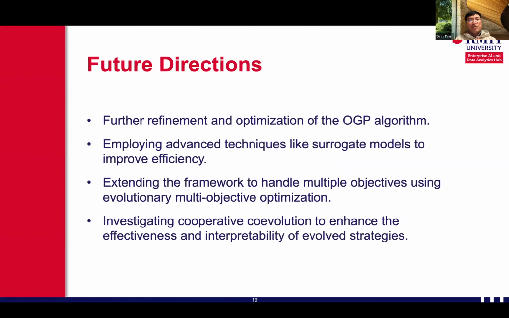For future directions, we want to revise and further optimize the OGP. This is the first attempt, so there are a lot of things that we can do. We want to apply more advanced techniques like surrogate models to improve efficiency. And we want to extend the framework to handle multiple objectives, not just a single objective like the one we show in the case study in this paper. And we also want to investigate the incorporation of cooperative coevolution to enhance the effectiveness and interpretability of the evolved strategies. Thank you very much.